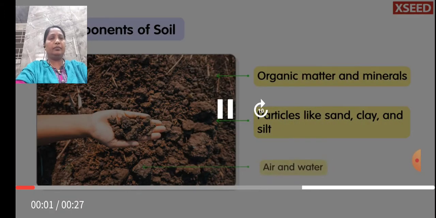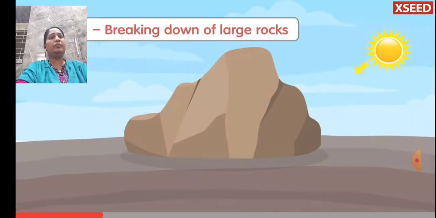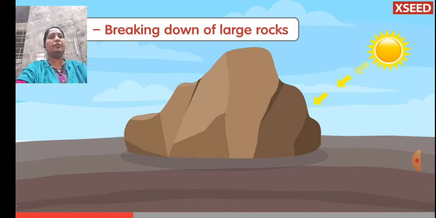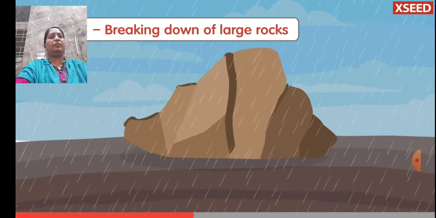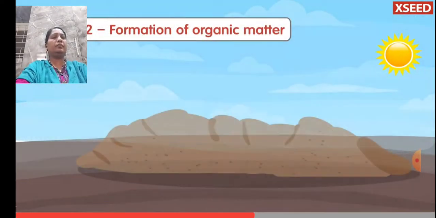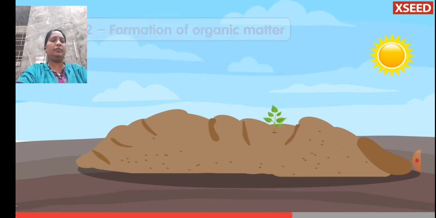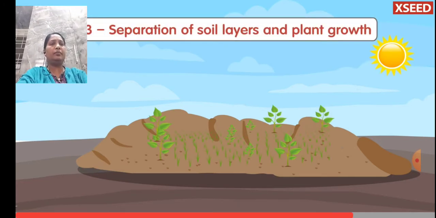Soil is made up of different components. Soil is formed from large rocks that break down due to heat, wind, and rainfall. As the rocks break down, water seeps inside and organic matter is formed. Gradually, the soil separates into layers and plants begin to grow.